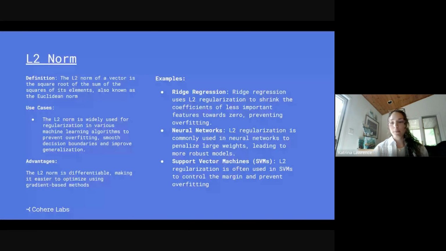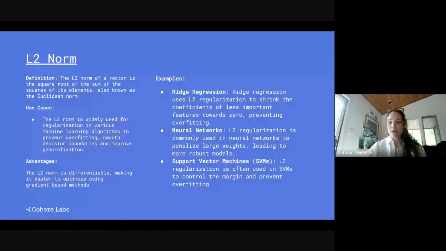It also helps us to smooth out our decision boundaries and improve generalization. The big advantage to this one, and the reason why it's so commonly used, is because it is differentiable. We like it when things are differentiable because that means we can optimize them, which is amazing for us. By being differentiable, it makes it easier to optimize using gradient-based methods, which are very commonly used, especially when we're dealing with neural networks and language models.